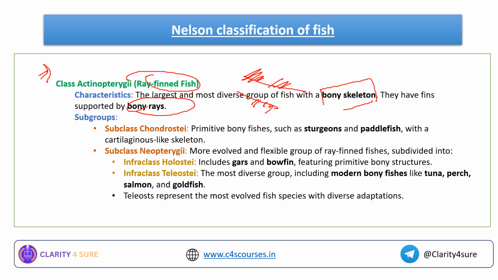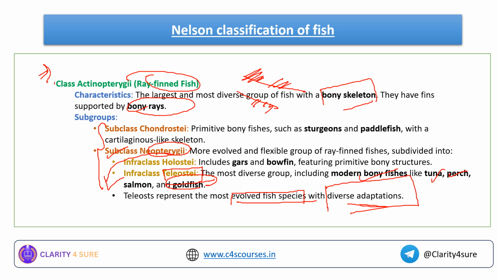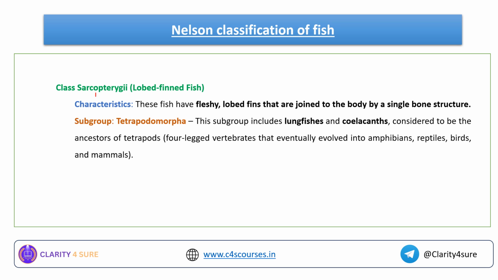Okay, in this we have certain subclasses, but one important subclass which we have to note is the subclass Neopterygii, because under this Neopterygii only the group called Teleostei comes. We know that this Teleostei is the most diverse group, including most of the modern bony fishes like tuna, perch, salmon and goldfish. This Teleostei represents the most evolved fish species with diverse adaptations. So whenever you study the Nelson classification or classification of fish in general, this Actinopterygii and this Teleostei become important, because most of the fish which we know today belong to this particular class.